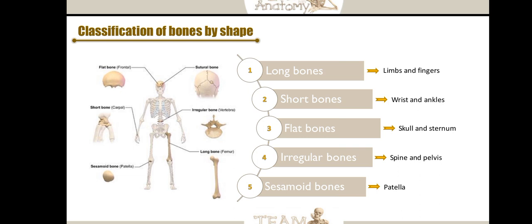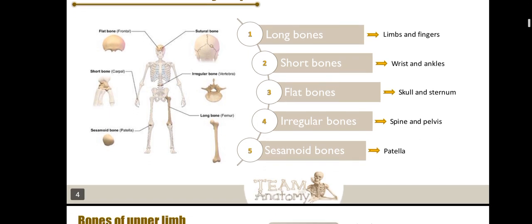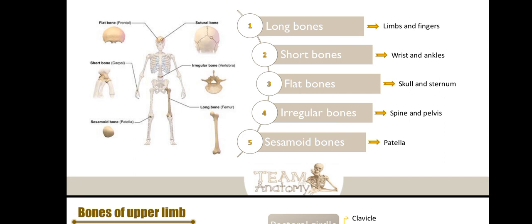Classification of bones. Bones are classified using several criteria, maybe the length, maybe the size, maybe the shape, and all that. So we have long bones, short bones, flat bones, irregular bones, sesamoid bones. Long bones, we have the limb and the fingers. Your limb, that's your radius, your ulna, you have the humerus, okay? Your short bones, your wrist and ankles.